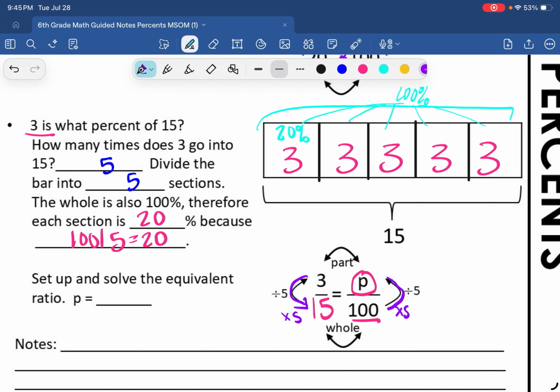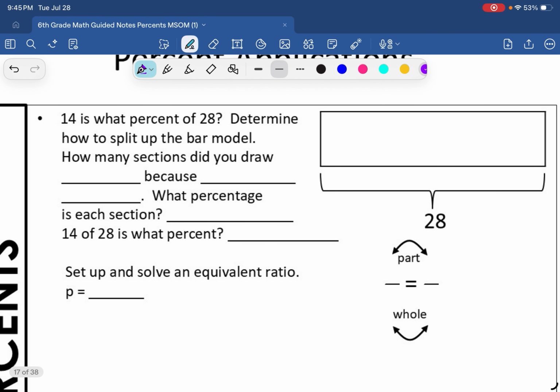I can use division to determine that, 100 divided by 5, and that also gives me 20. 14 is what percent of 28?